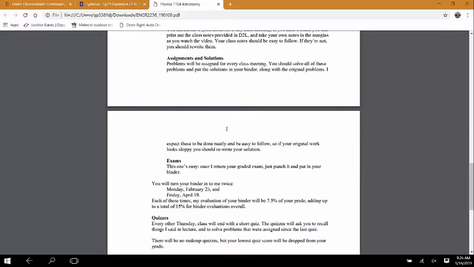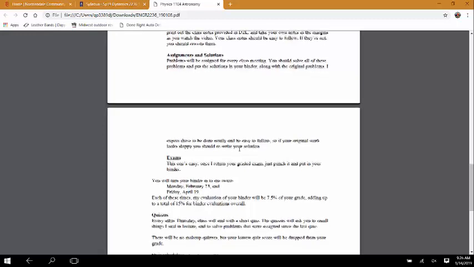And then exams and quizzes. It says exams. You should have your quizzes in there too. But once I hand back your exams with the score on it, just punch it, put it in the back in the section for exams. That's all, just so you have it available for future reference.